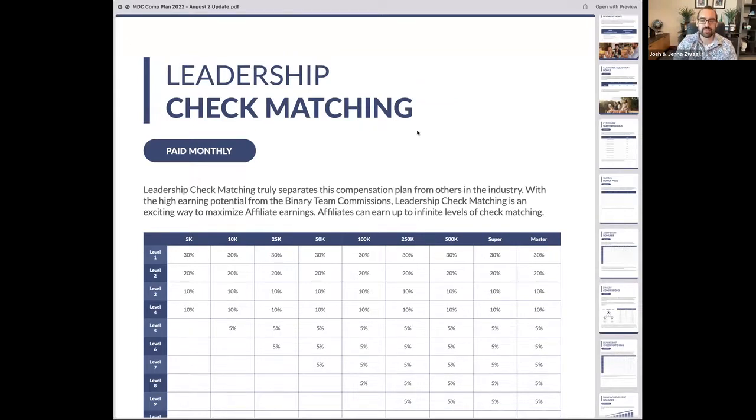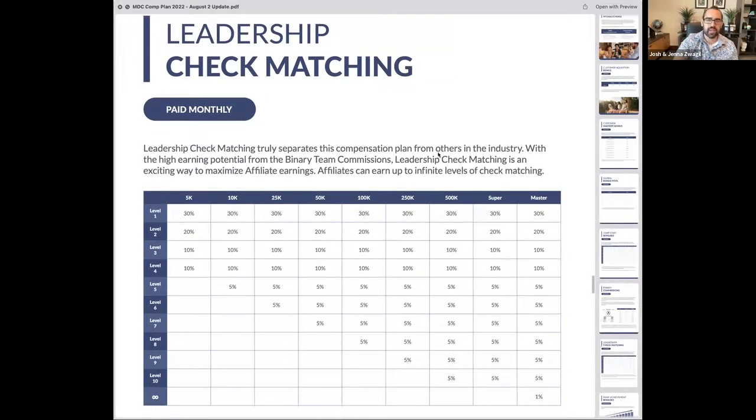So what's cool about this is, again, there are network marketers that have been in the industry a long time. They say, oh, binaries are bad because you have to be balanced or you're never going to make money. And that is so far from the truth in this comp plan, because there are people in My Daily Choice who are not balanced in the binary, but they're earning a ton of income from their big leg from leadership check matching, because it's based on the unilevel.